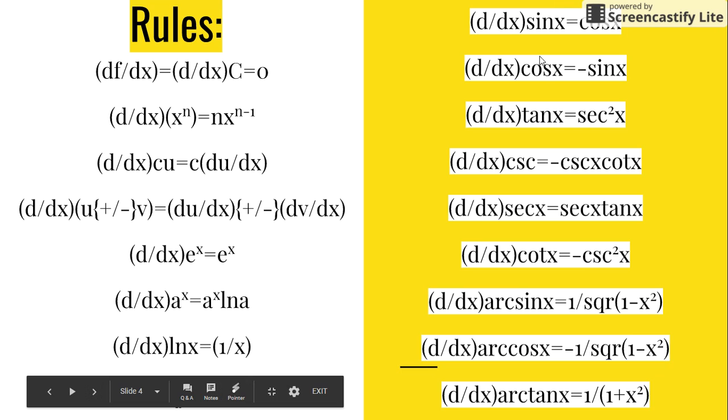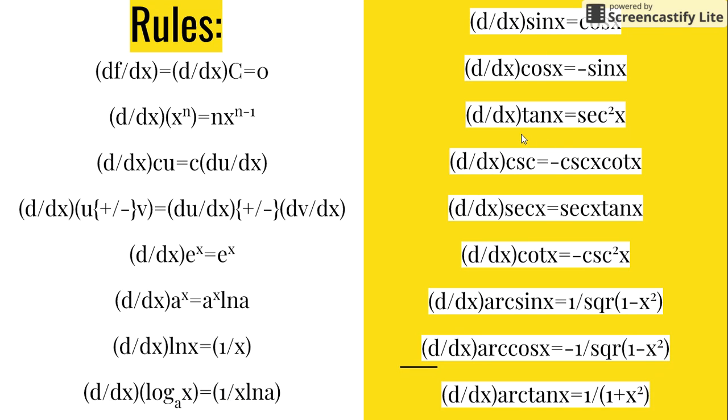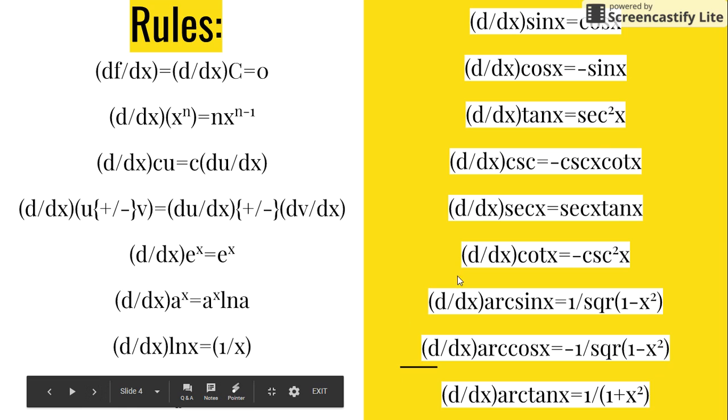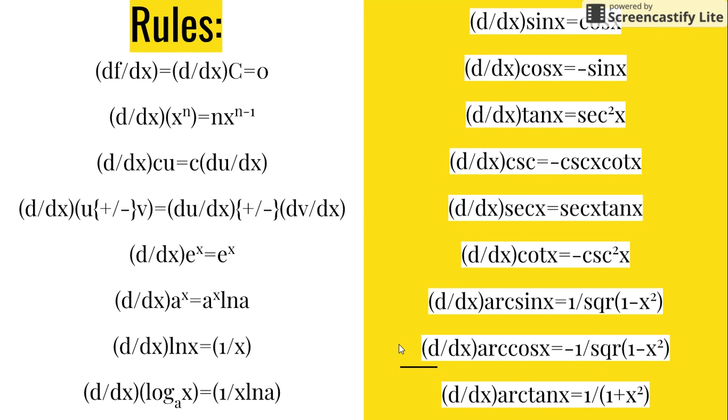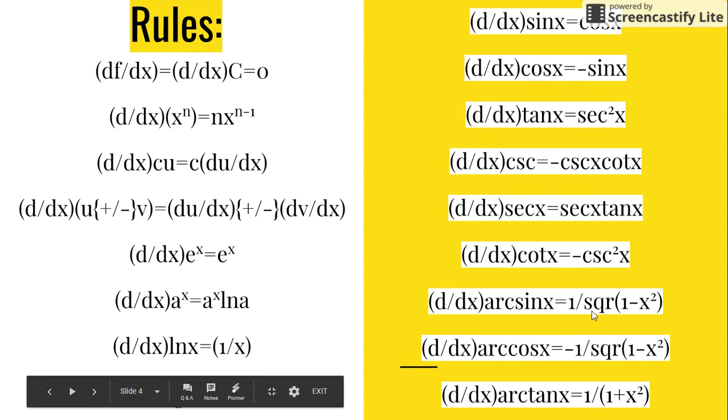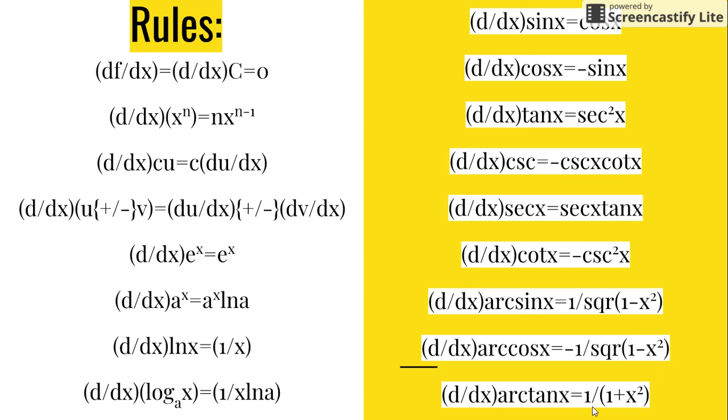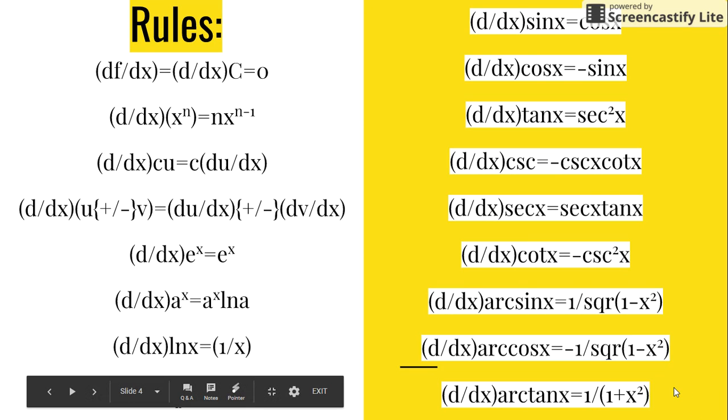So this is things like the function would be cosine x, tan x would be equal to secant squared x, and then down here are your three inverse trigonometric antidifferentiation rules. This would be 1 over the square root of 1 minus x squared, negative 1 over the square root of 1 minus x squared, and a positive 1 over 1 plus x squared. So no square root down here on the arctangent.